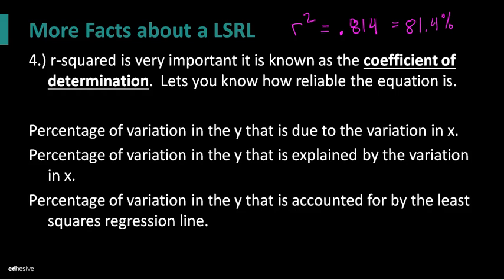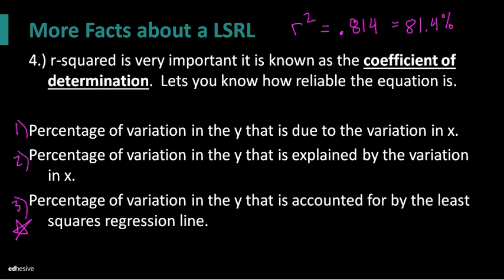Now, there are 3 ways to interpret r squared. Here's the first one, here's the second one, here's the third one. I'm actually going to recommend the third one, but all of them are correct. So 1, it's the percent of variation in the y that is due to the variation in the x. 2, it's the percentage of variation in the y that is explained by the variation in the x, just using a different word there, explained versus due, same thing. But the last one that I actually like, that I think makes a little bit more sense, is it's the percentage of variation in the y that is accounted for by the least squares regression line.